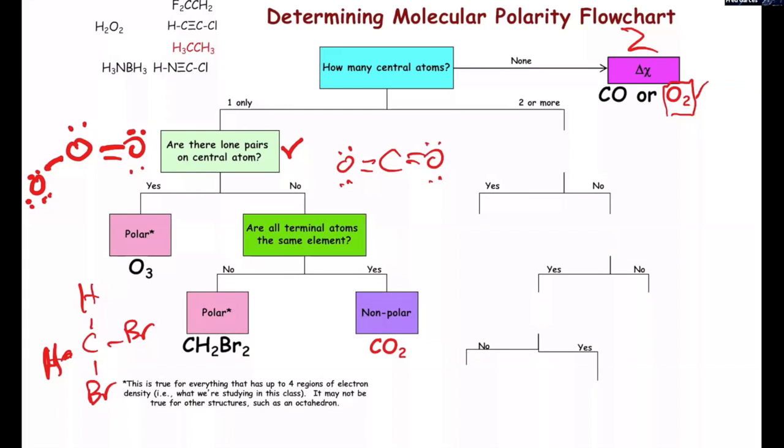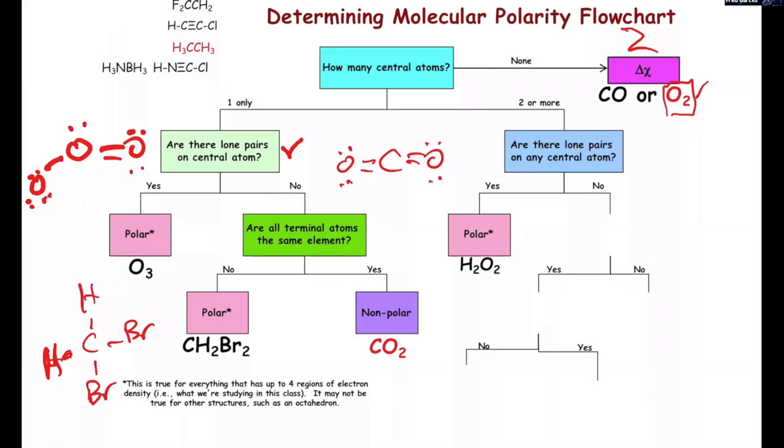If there are more than one central atom, so we're getting to more complicated species, are there lone pairs in any of the central atoms? Any. If the answer is yes, then it's automatically polar. If the answer is no, like hydrogen peroxide, I think I showed you that structure. Hydrogen peroxide is this.